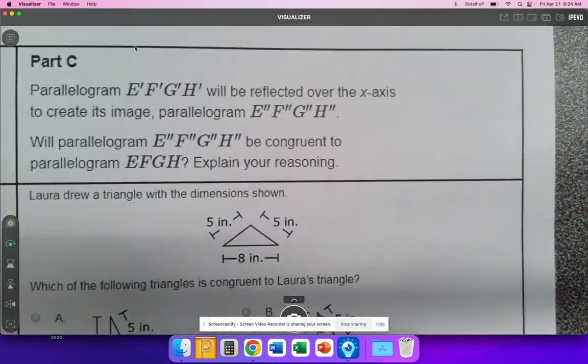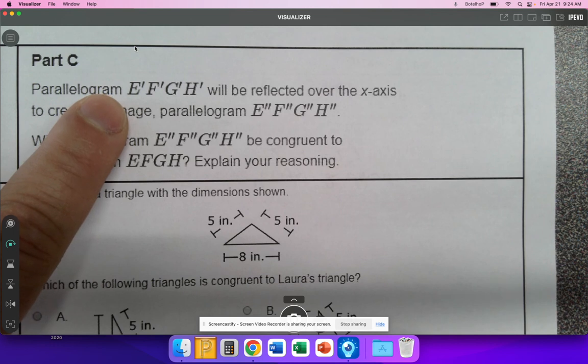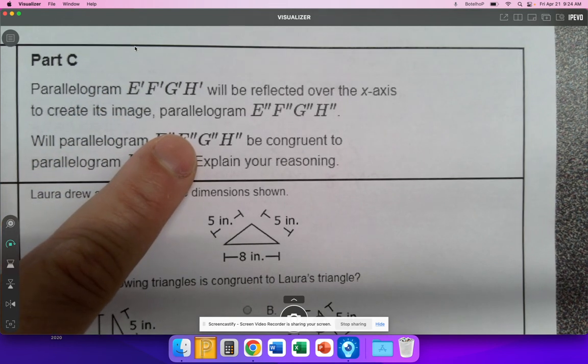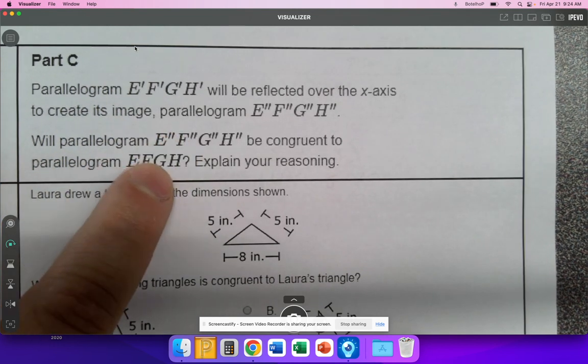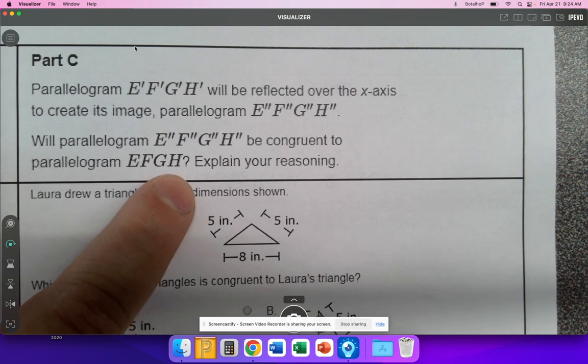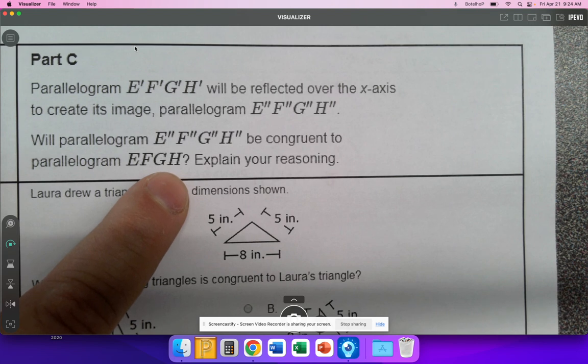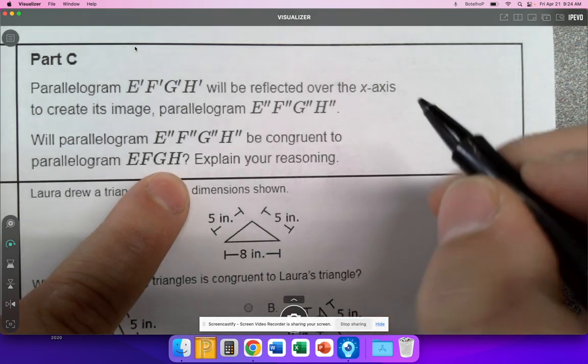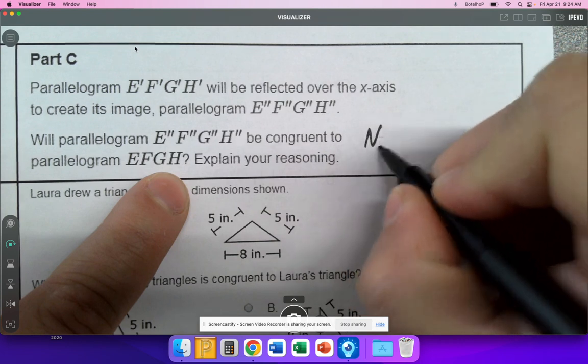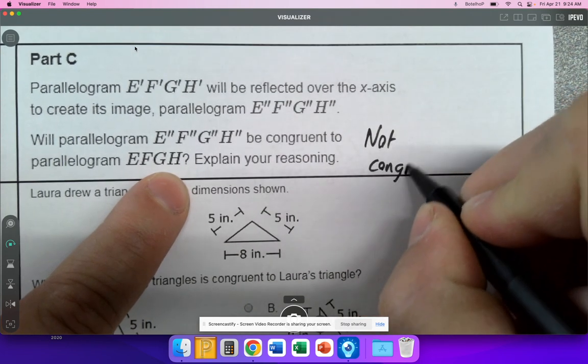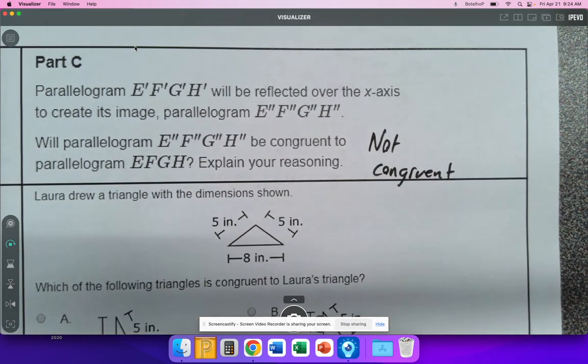All right, let's see if there's a little bit of interesting stuff on the back here. Let's take a look. So now it says, going again with congruent figures here, it's going to take the prime one and reflect it over the x-axis. Will it be congruent? I think if you move something twice, because it's been already translated then reflected, it's not congruent. Unfortunately, that's a math by mistake.